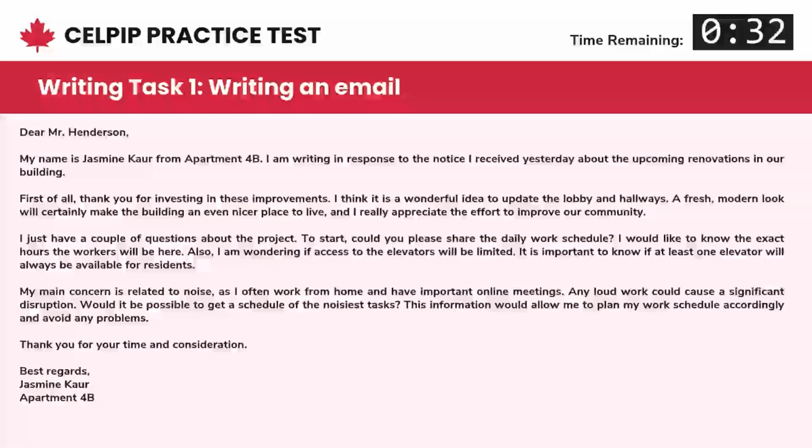Notice the simple connecting words that guide the reader, like "first of all," "also," and the phrasing "to start." These words create a smooth flow. The answer also includes two good vocabulary words that are a small stretch: "appreciate" and "disruption." These words make the email sound more natural and professional.